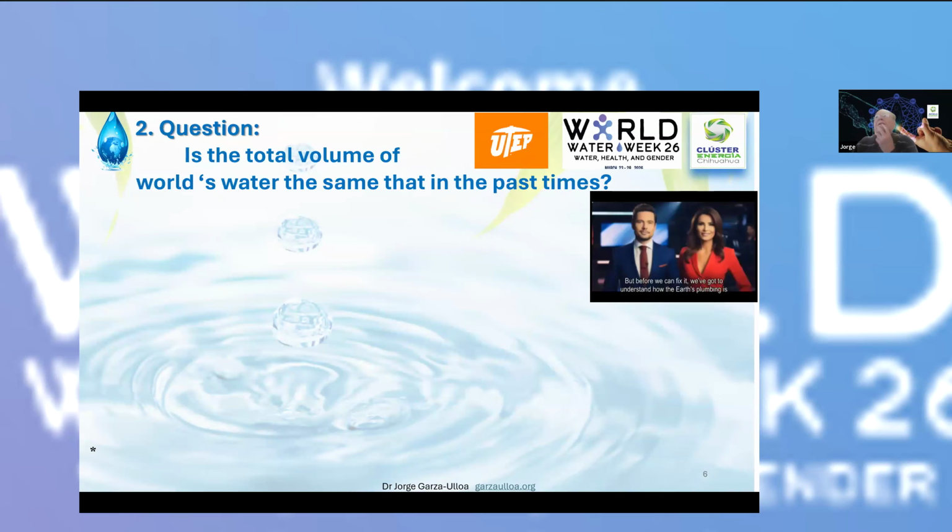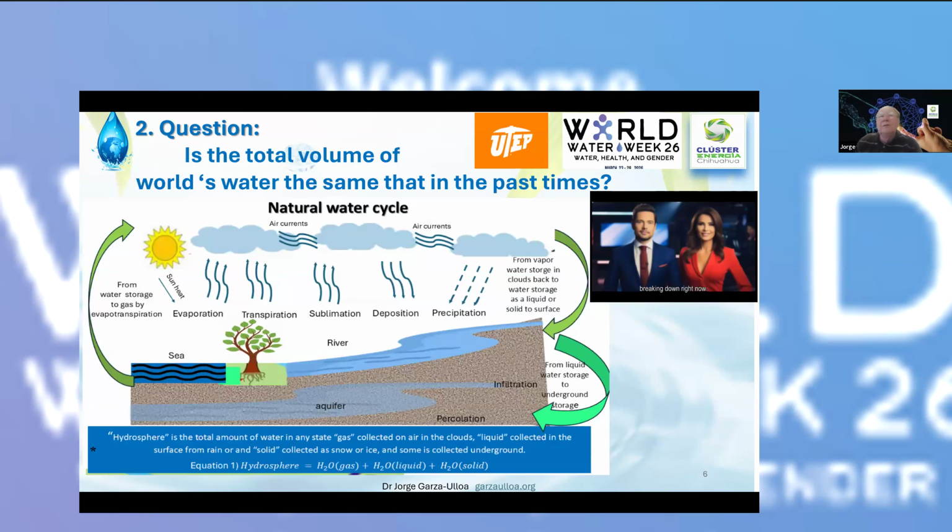At the Mexico border. But before we can fix it, we've got to understand how the Earth's plumbing is breaking down. That's correct. Before we can fix it, we need to find a way to measure and to understand what's going on. Then we have some kind of natural water cycles.